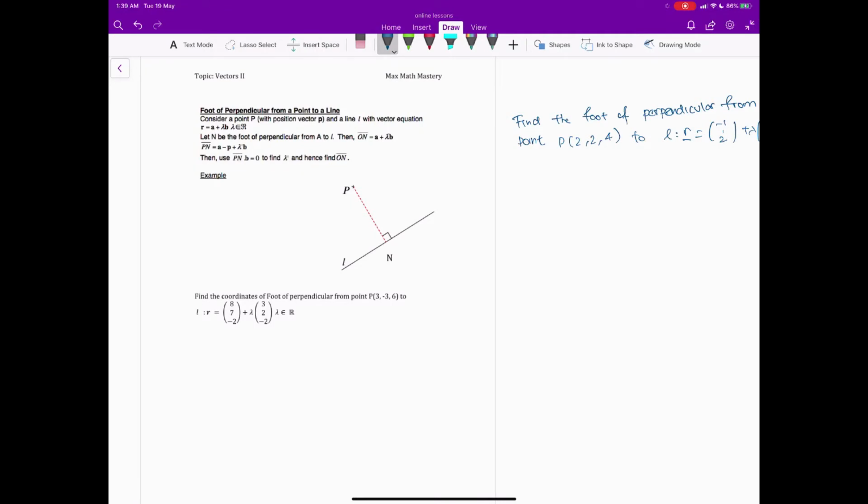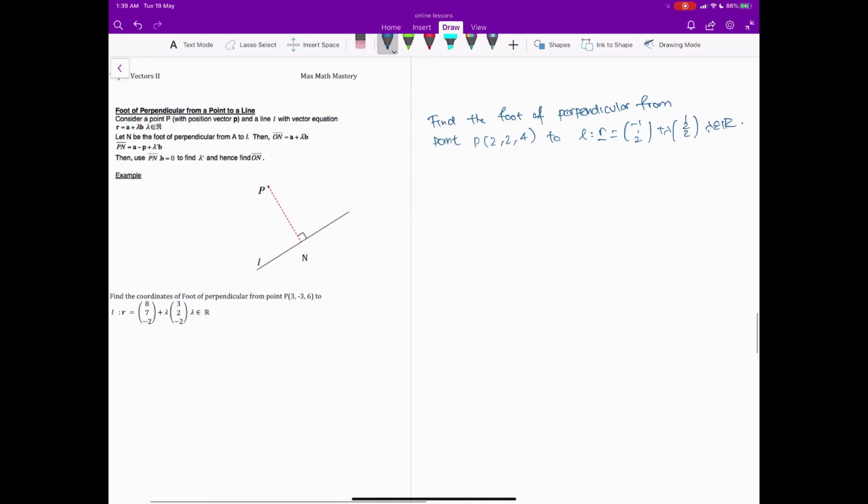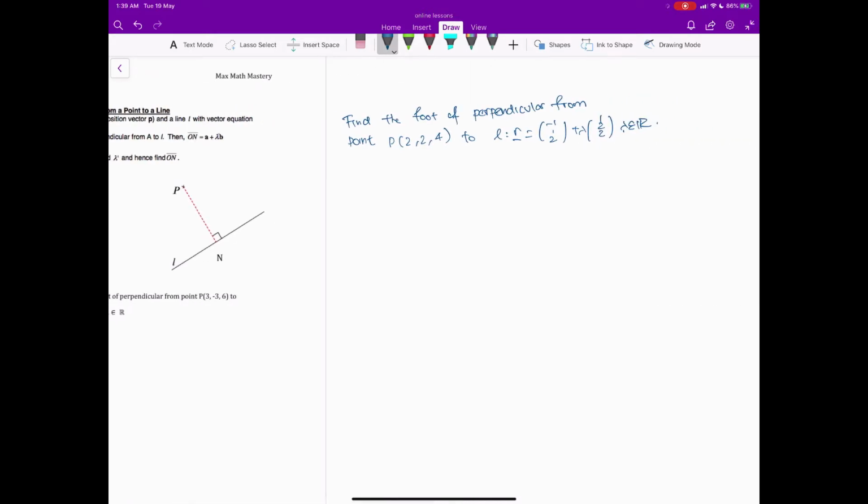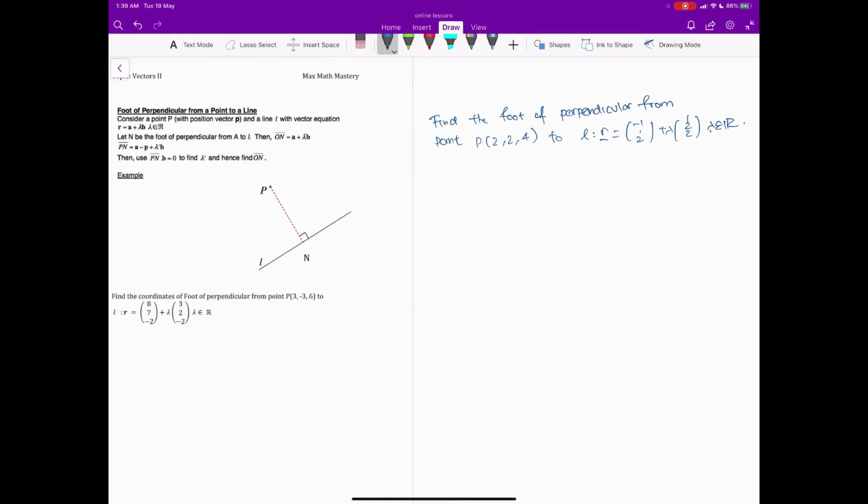The next part over here, we'll be talking about foot of perpendicular from a point to a line. So typical questions like these, I'll give you a point and I'll also give you a line. From here, I'm supposed to find the foot of perpendicular from a point to a line. Foot of perpendicular essentially just simply means that if I draw a straight line down from a point to a line, it will hit the right angle at the line there. And that will be the particular coordinate I'm interested to find.